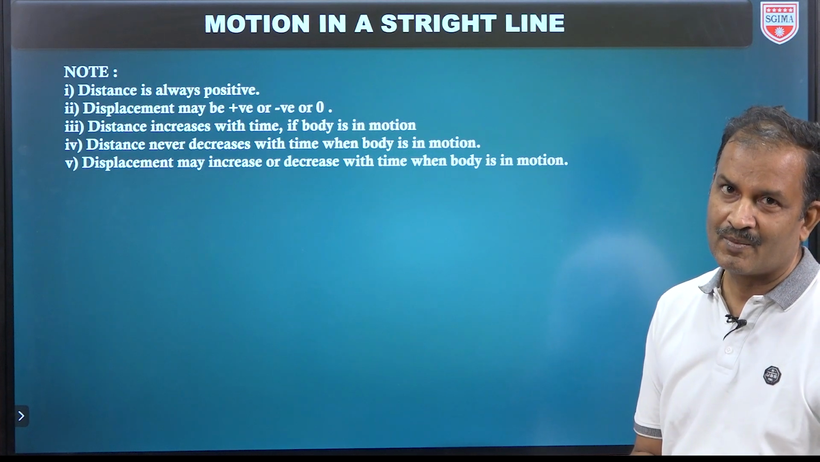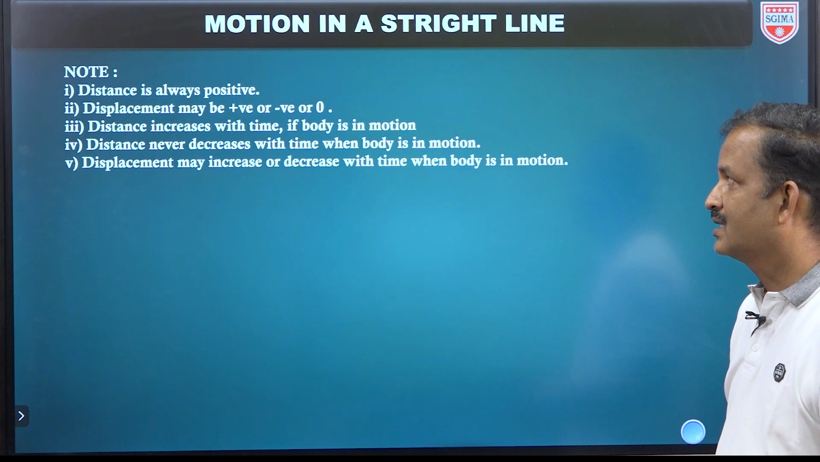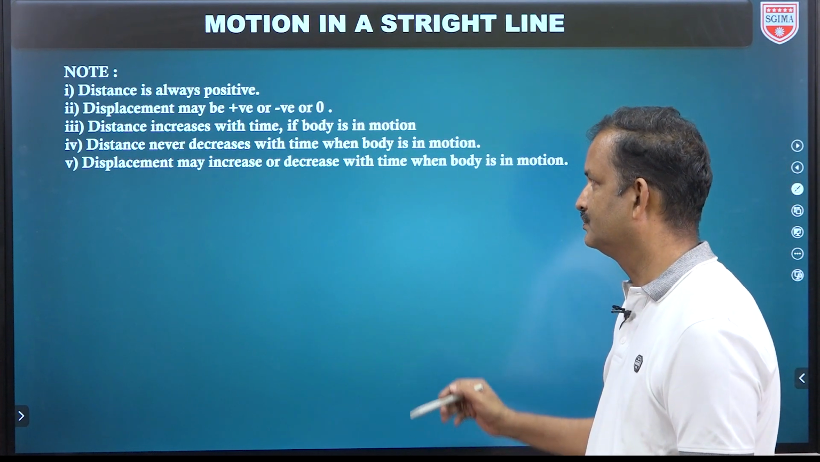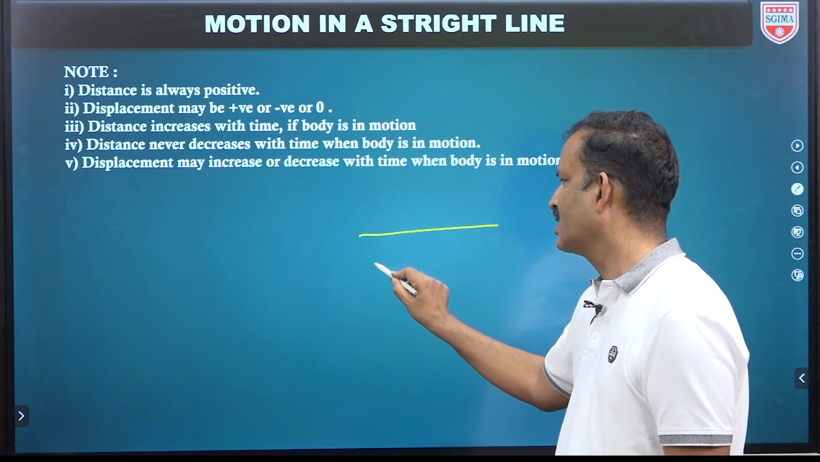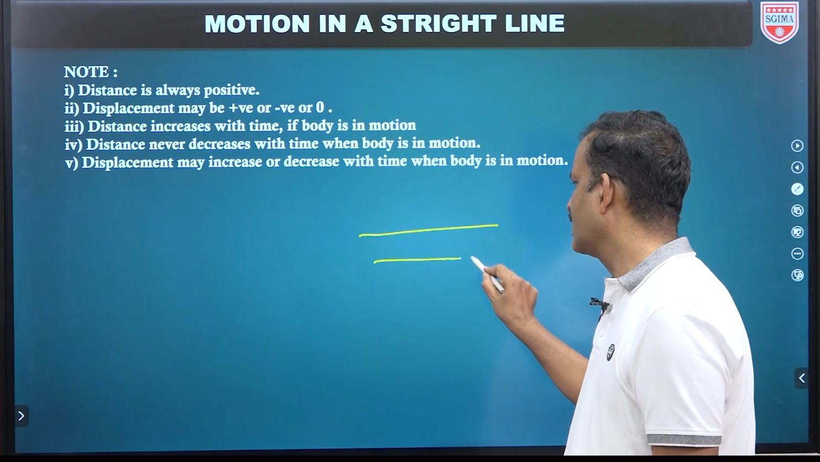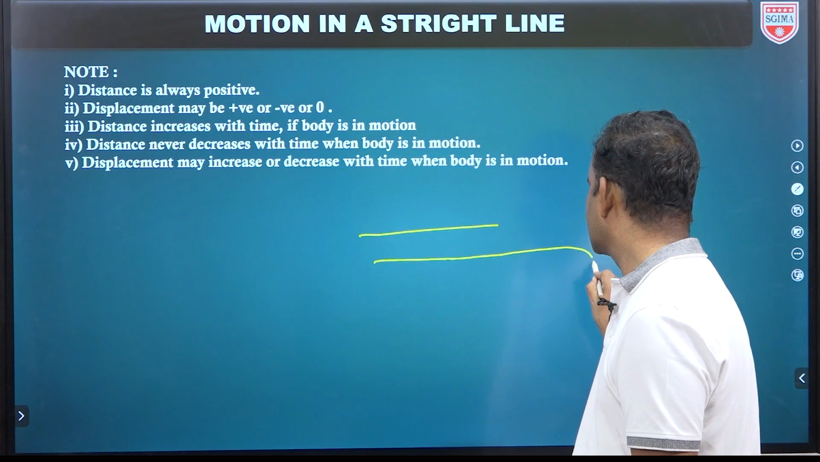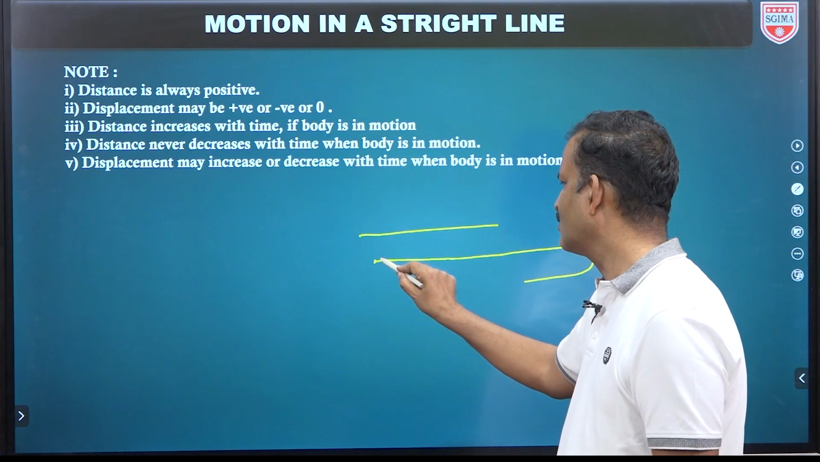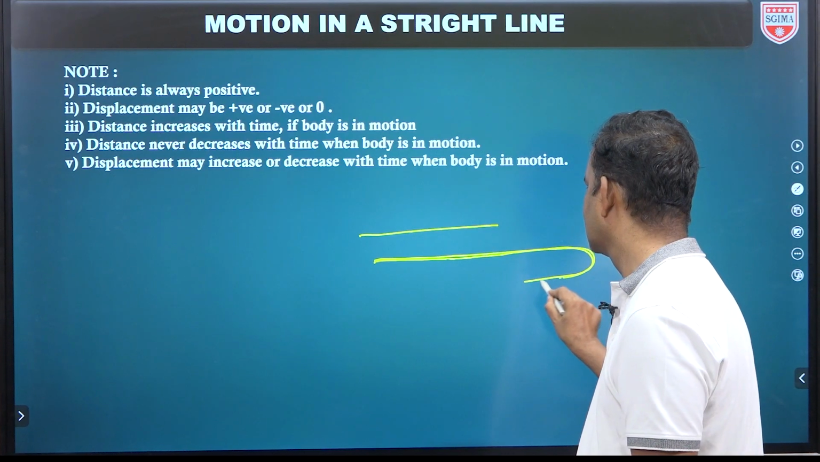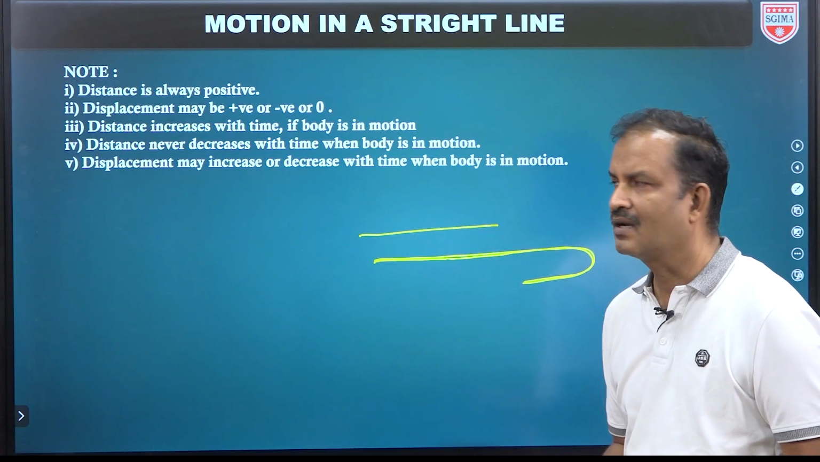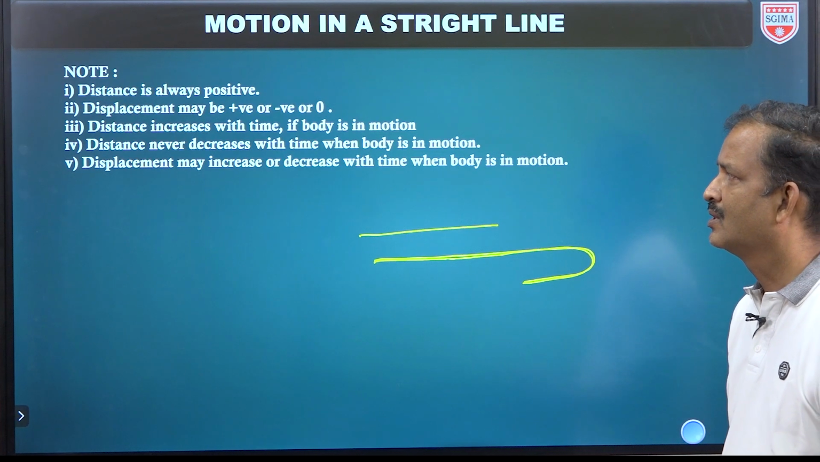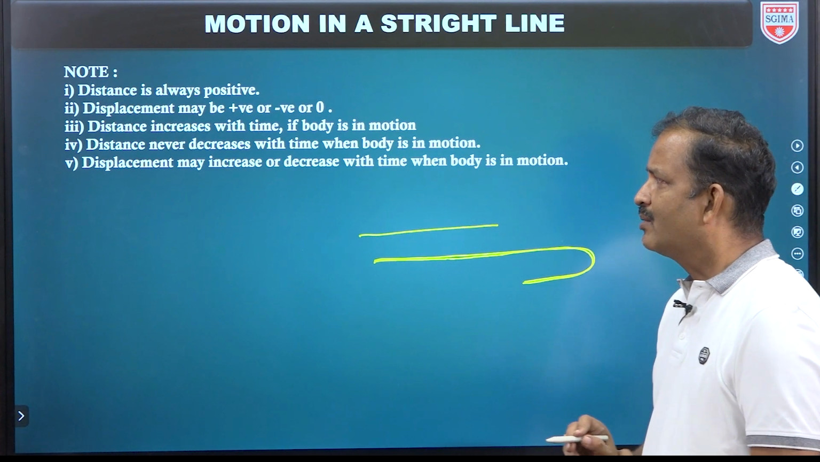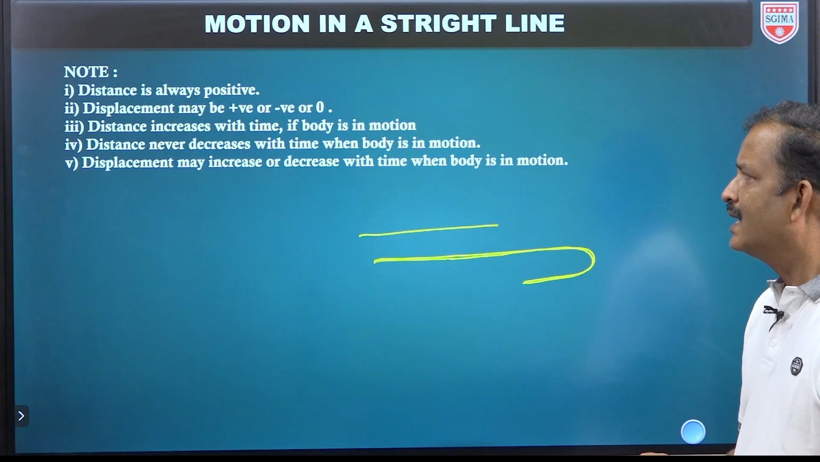Here we have to remember one point. Distance is always positive. Distance you have to take always positive. Suppose the body is moving, whatever be this length, we are considering only the length of the path. Length of the path is always positive. Distance is always positive. Displacement may be positive or negative or 0.